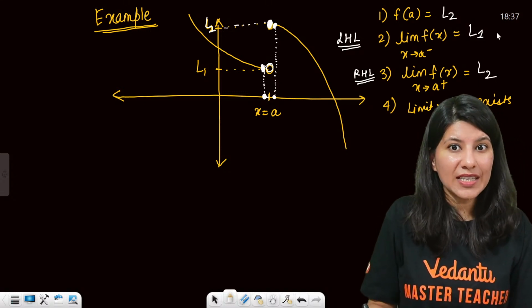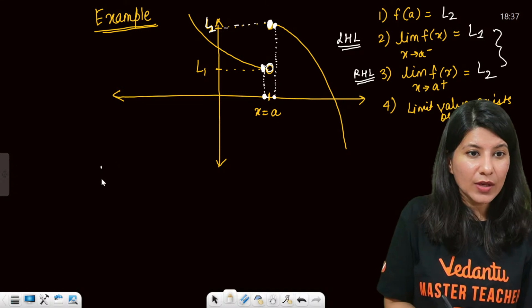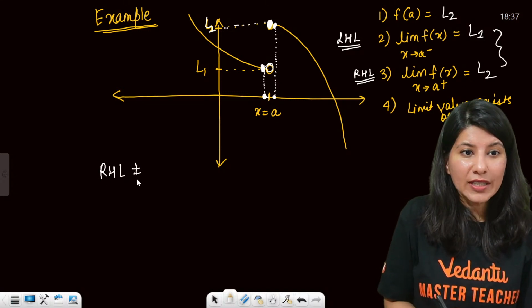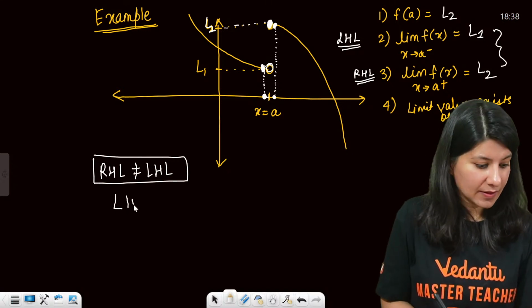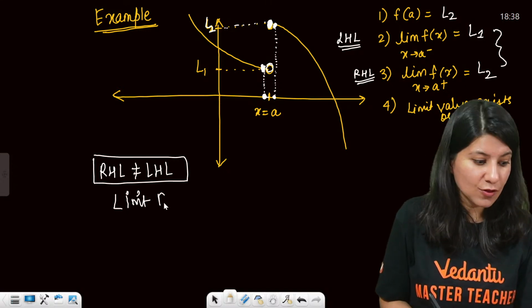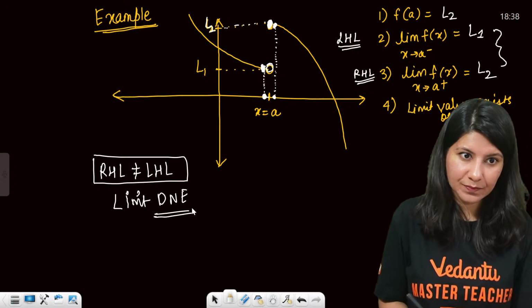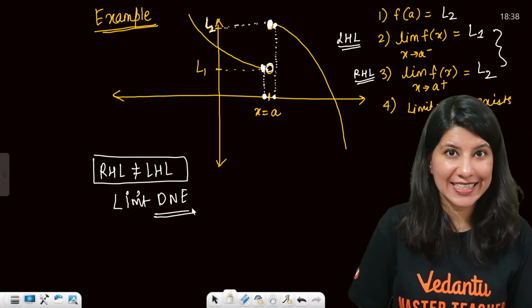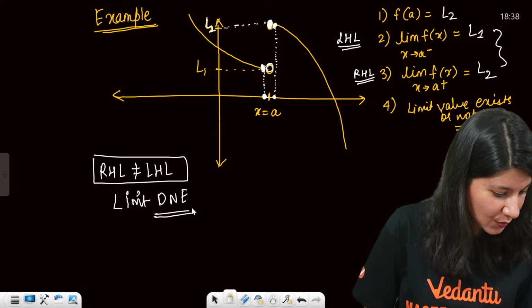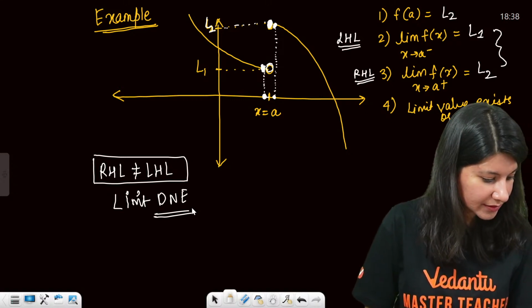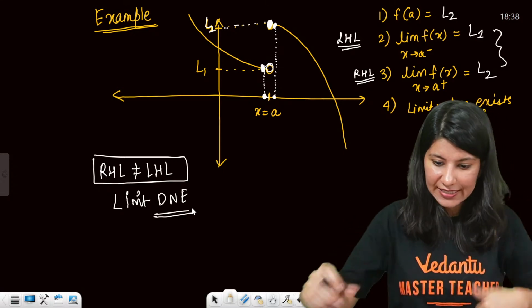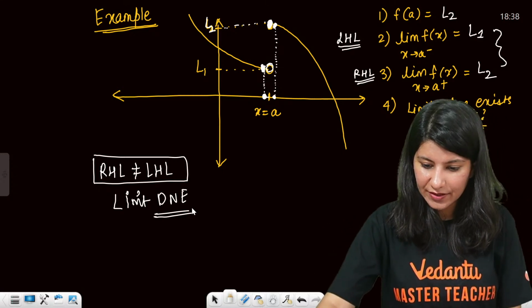Okay, what does that mean? L1 and L2, the right hand limit is not equal to the left hand limit. So that means the limit does not exist. Limit does not exist, my dear students. Okay, all right, clear, perfect.